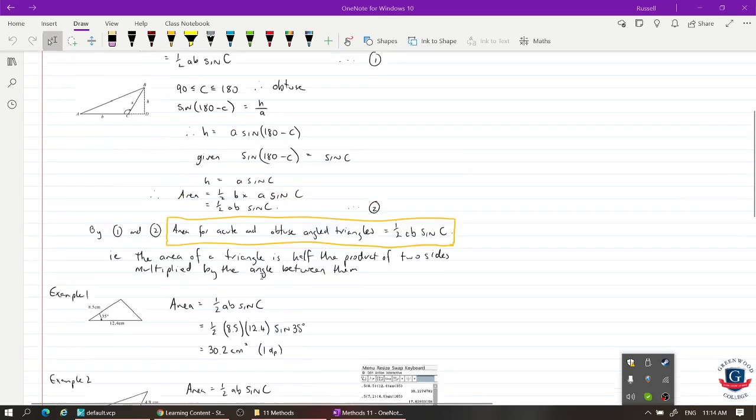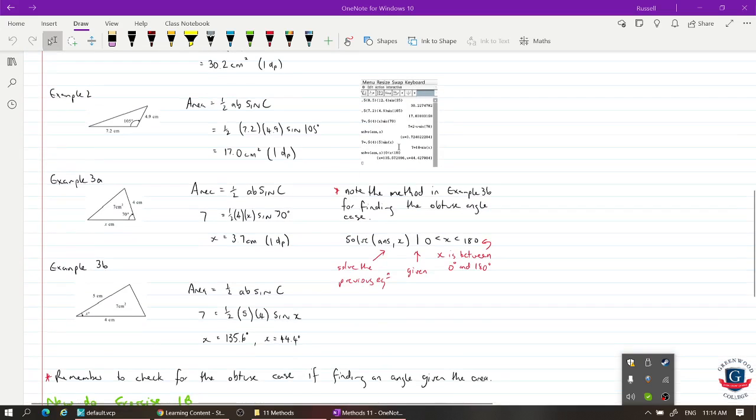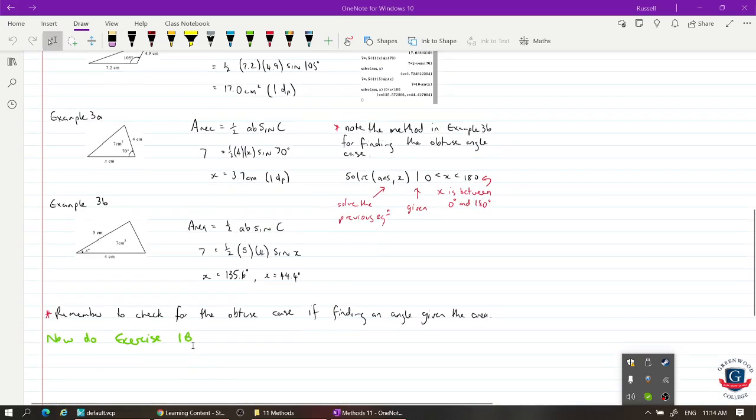So once you've done that and you're comfortable with the calculator work here, attempt exercise 1B. Thank you everyone.